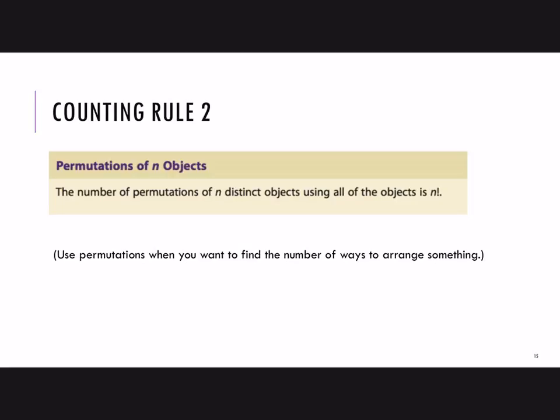This is your second counting rule, permutations. The number of permutations of n distinct objects, like the people in our last example, using all of the objects, is n factorial.